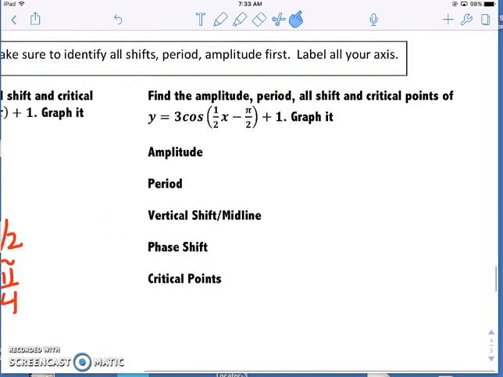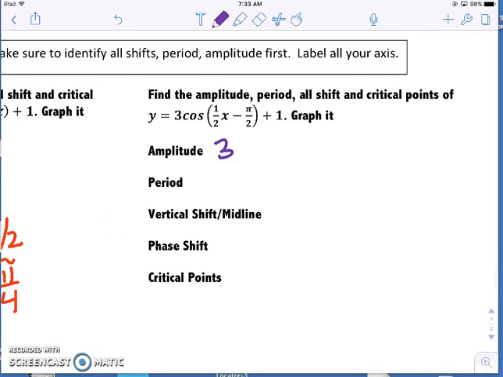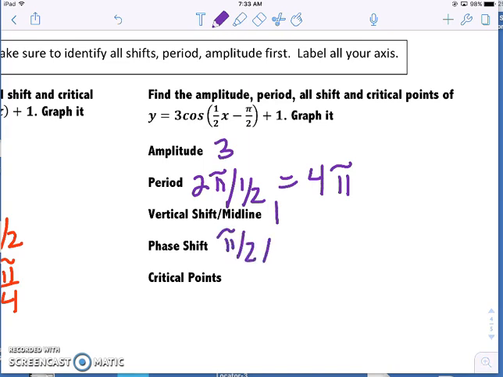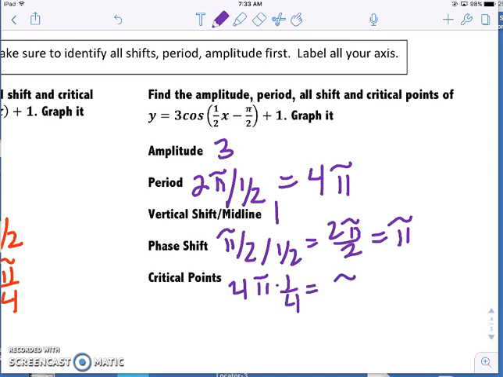So the last one here, let's see, our amplitude is 3, period, 2 pi divided by 1/2, so 4 pi. Vertical shift up 1, phase shift pi over 2 divided by 1/2, so that'd be 2 pi divided by 2, which is pi. And critical points, 4 pi times 1/4, would just be pi.